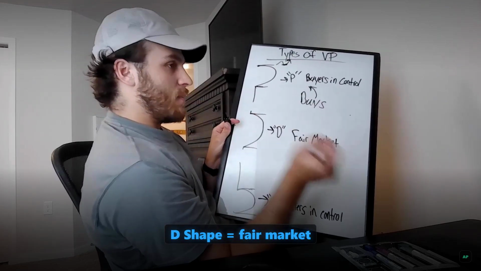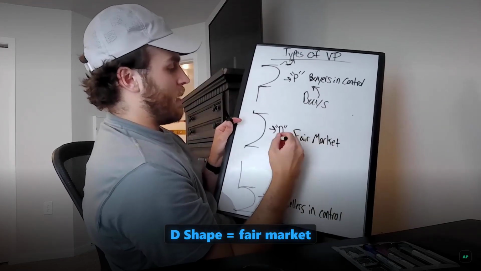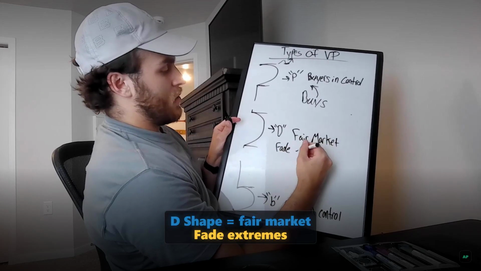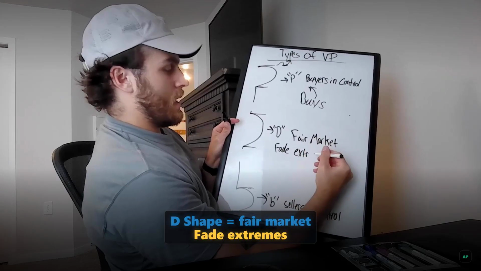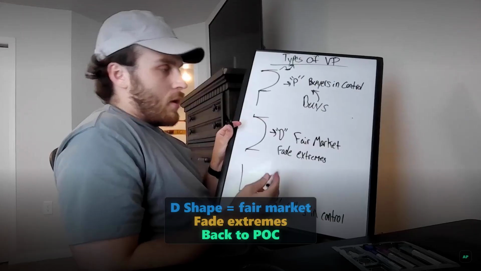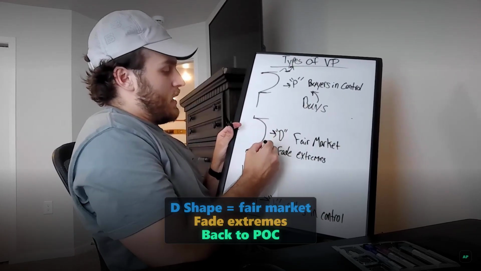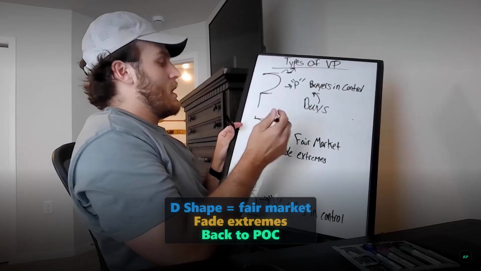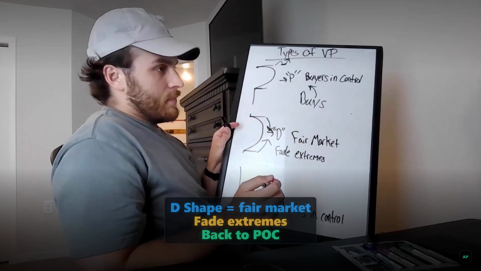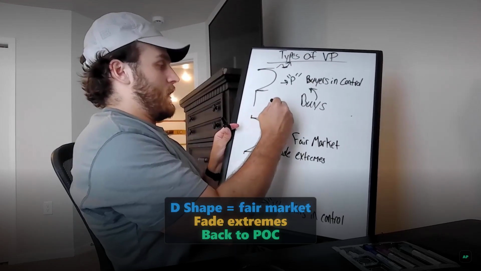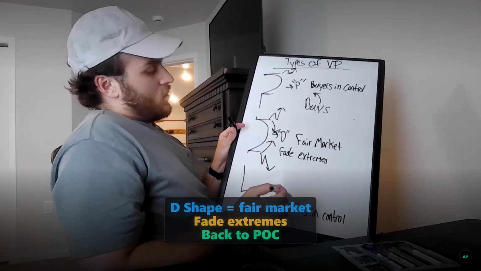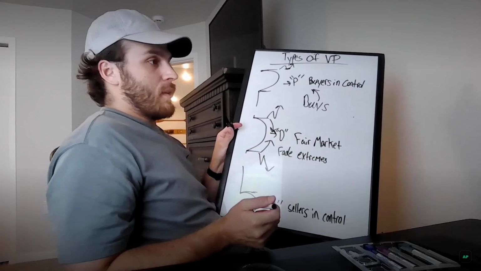And the D shapes, fair market, I'm looking to fade extremes. What do I mean by fade extremes? Value area low, I am fading it back to POC. Value area high, fade back to POC. I'm not looking for a break and retest. I'm looking for fades of the extreme, okay?